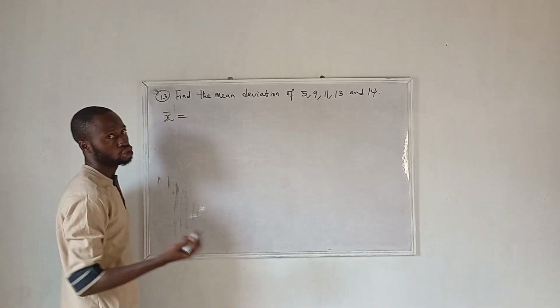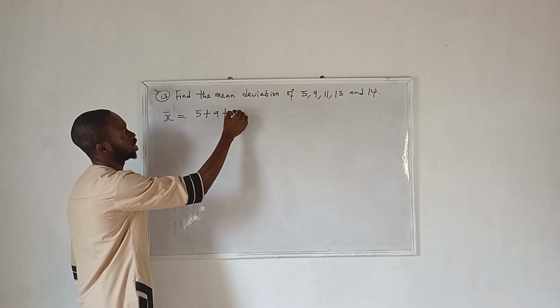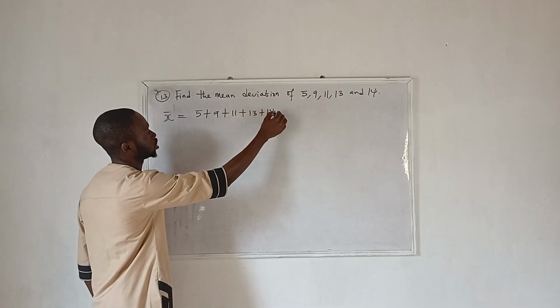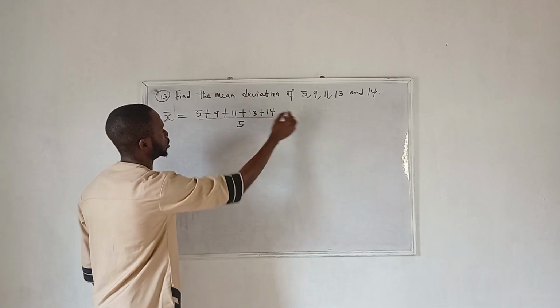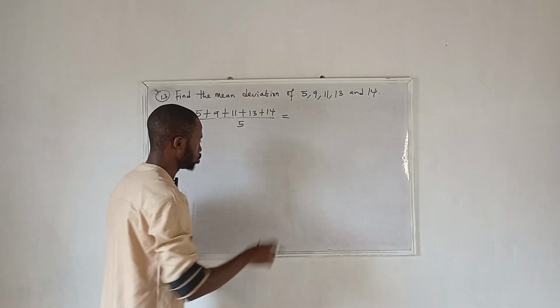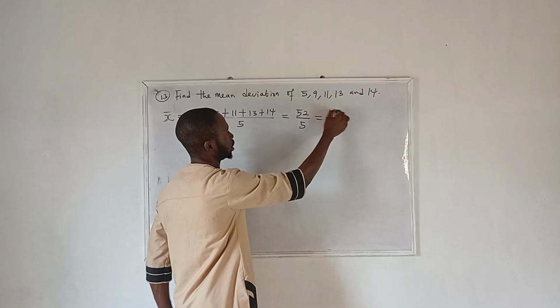X bar, you do the average of everything basically. That will be what? 5 plus 9 plus 11 plus 13 plus 14, then all over, how many? We have 5 numbers there. Then the sum of the 5 numbers should give us what? 52 over 5. And the answer to that is 10.4.